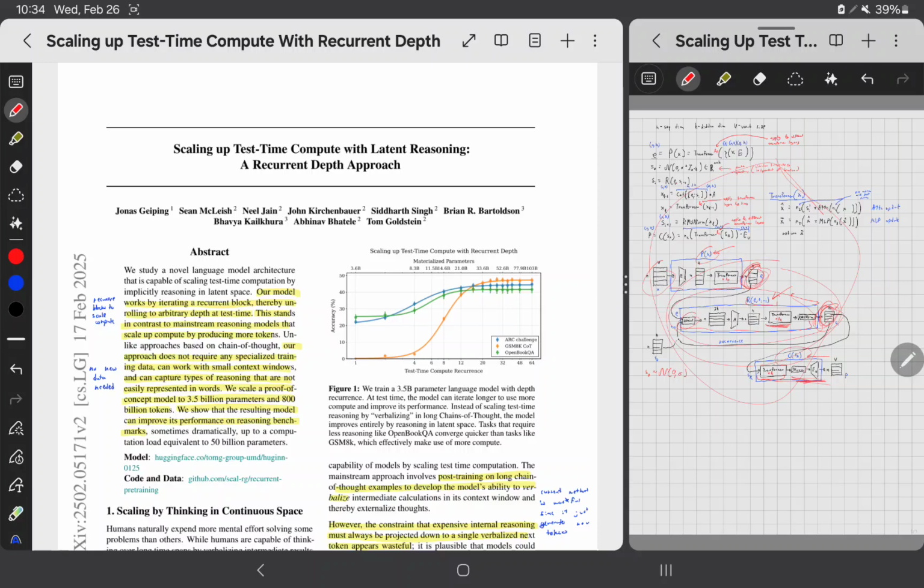So yeah, anyways, enough with me rambling on about this. I think the paper is cool, and I'm curious to see where it goes.